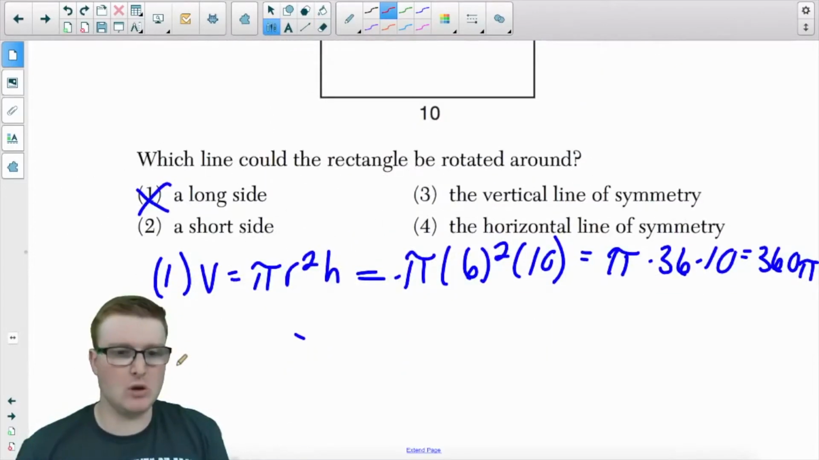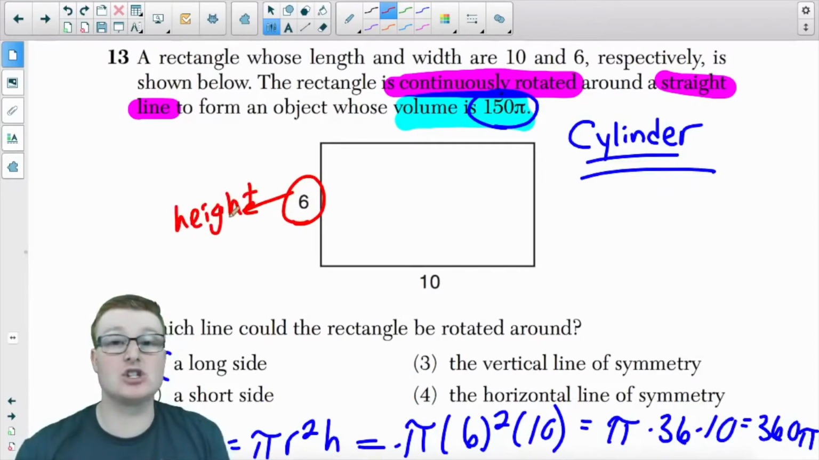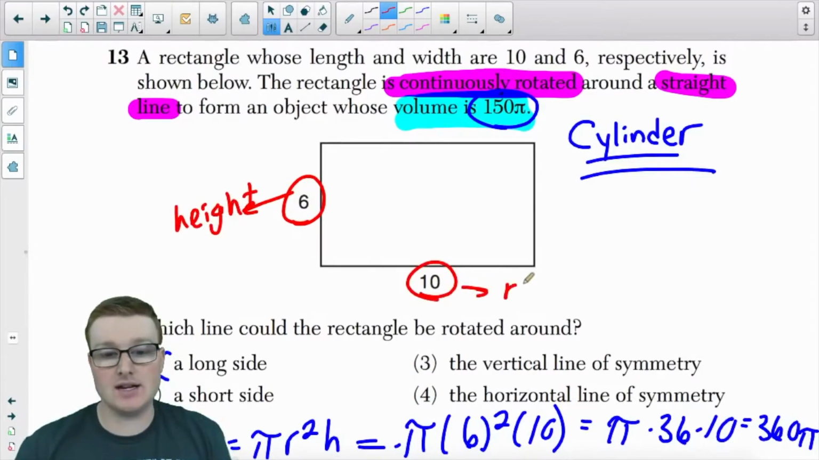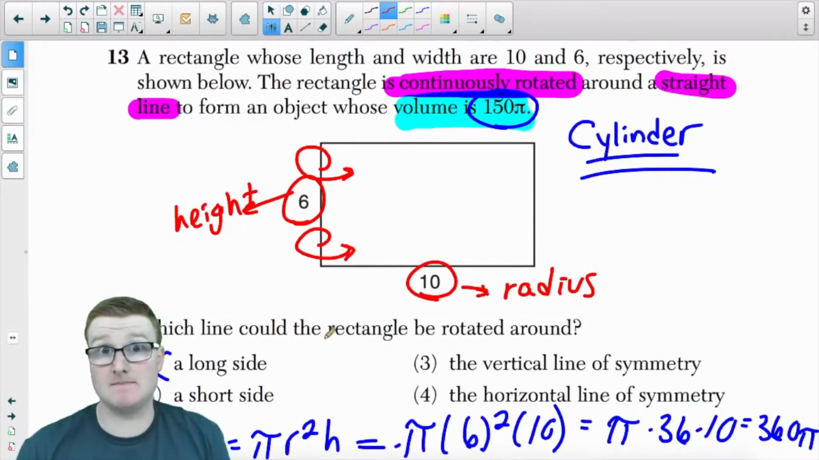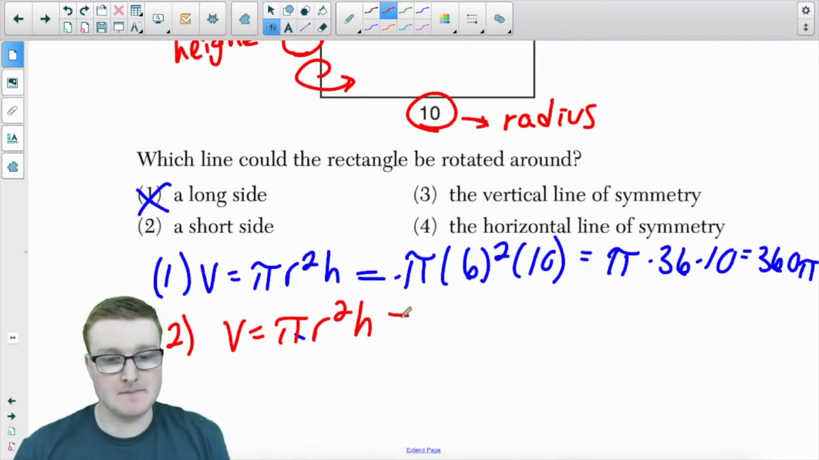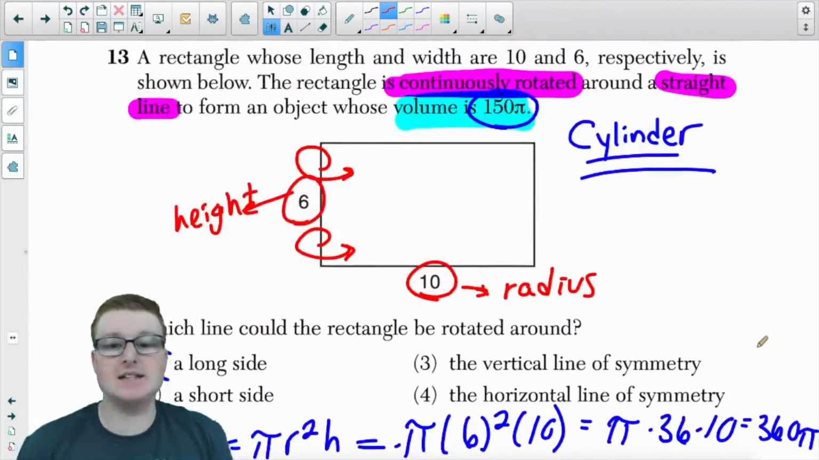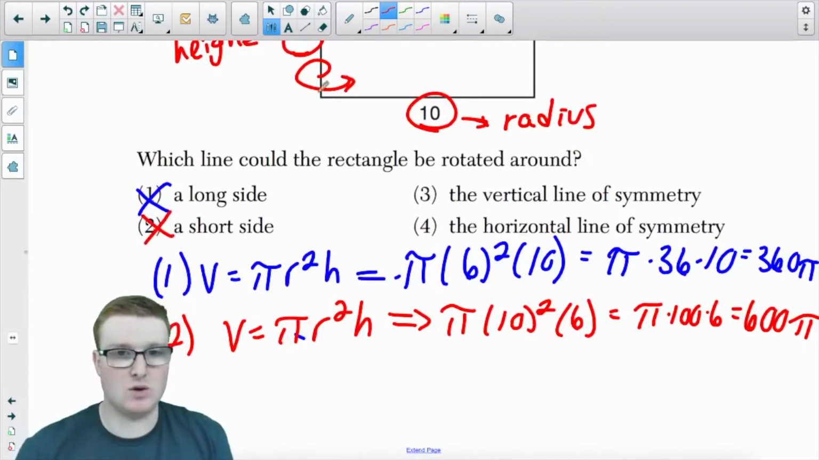Let's take a look at choice 2, a short side. Okay, go to a short side. This is your height this time. It's now spinning around the short side, and this is the radius. So really, you're spinning it in this direction, okay? So, volume equals pi r squared times the height. That will give you pi, the radius is 10, square it, times the height of 6. That will give you pi times 100 times 6, which gives an answer of 600 pi. That is not 150 pi, so that can't work.